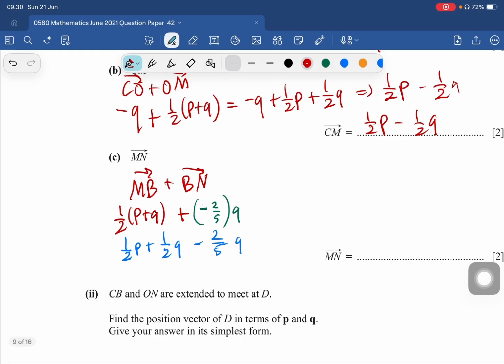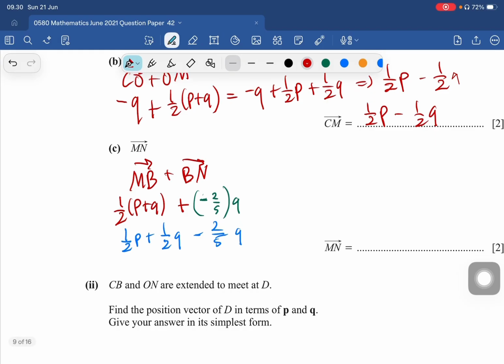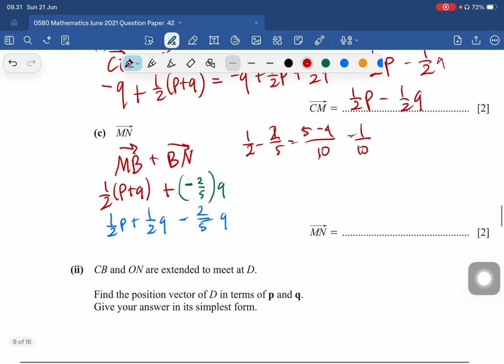So let's proceed. So a half p, here also a half q. So we got 1 over 2 minus 2 over 5. Make it 10, 10 divided by 5 is 2, so 5 minus 4. This is 1 over 10. Okay, so this is 1 over 10 q. So we got 1 over 2 p plus 1 over 10 q.